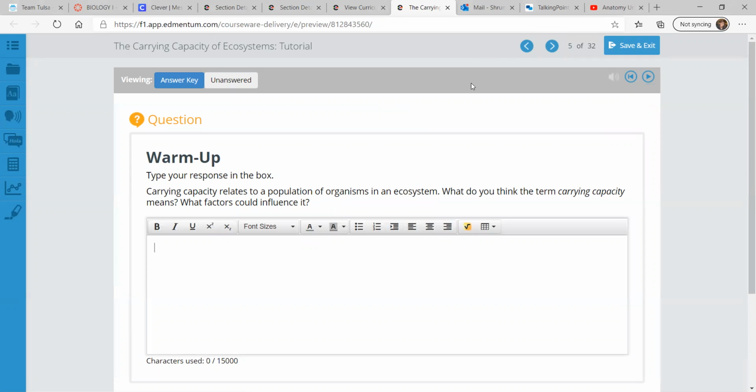So in the warm-up, we're asked, carrying capacity relates to a population of organisms in an ecosystem. What do you think the term carrying capacity means? What factors could influence it?